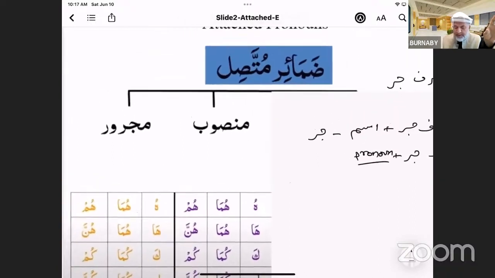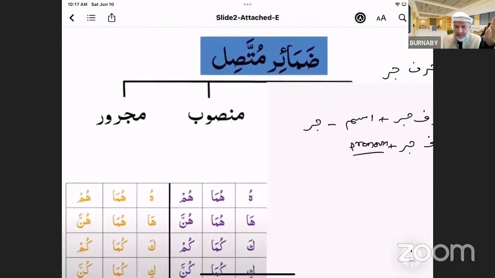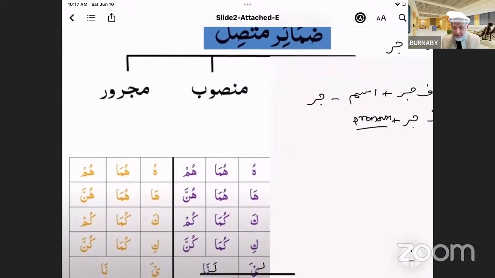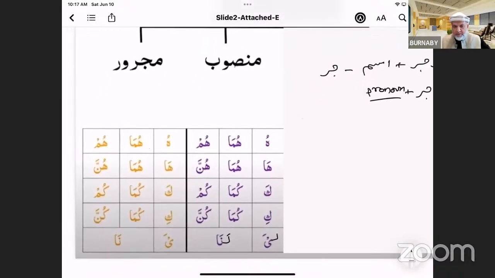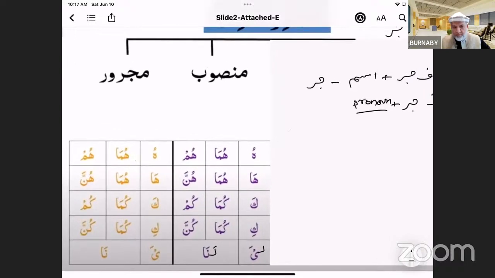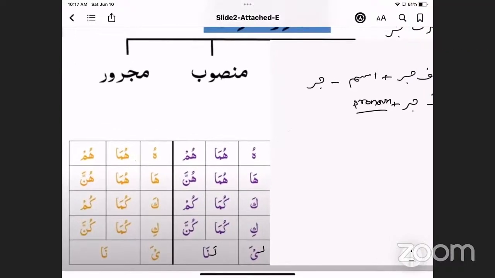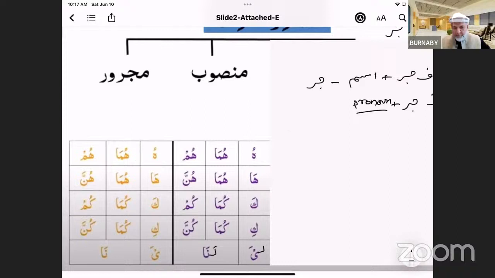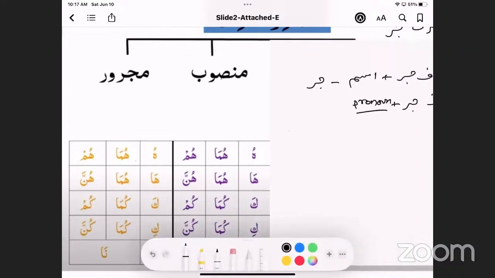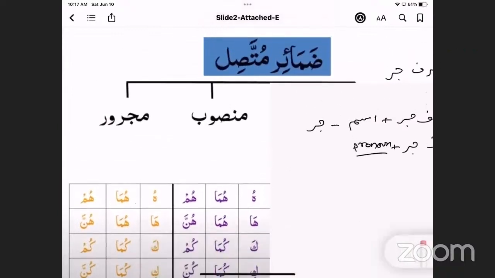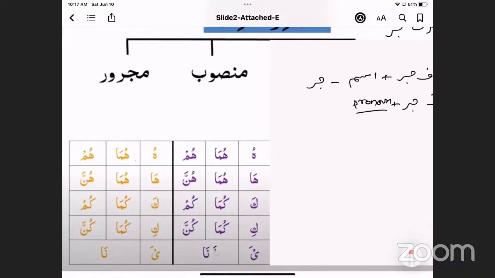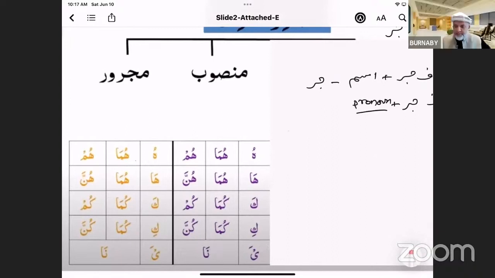So the attached pronouns have the status of nasab and jar. But the good news is they're both identical. You see that? Hu, huma, hum, ha, huma, hunna. Ka, kuma, kum, ki, kuma, kunna. This one is us. Yi and na, right?